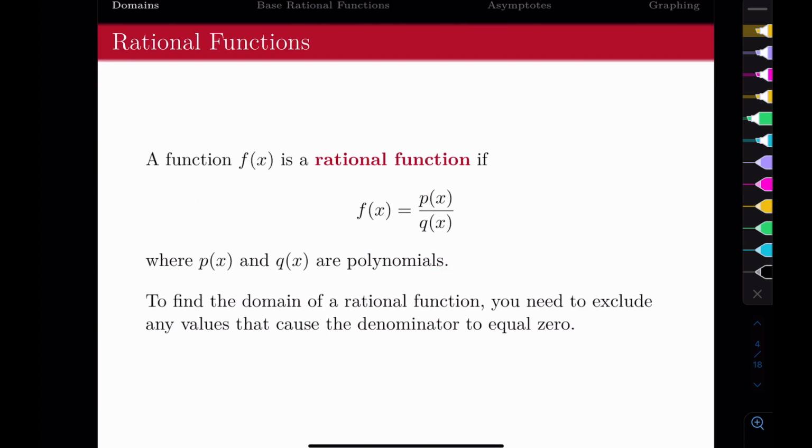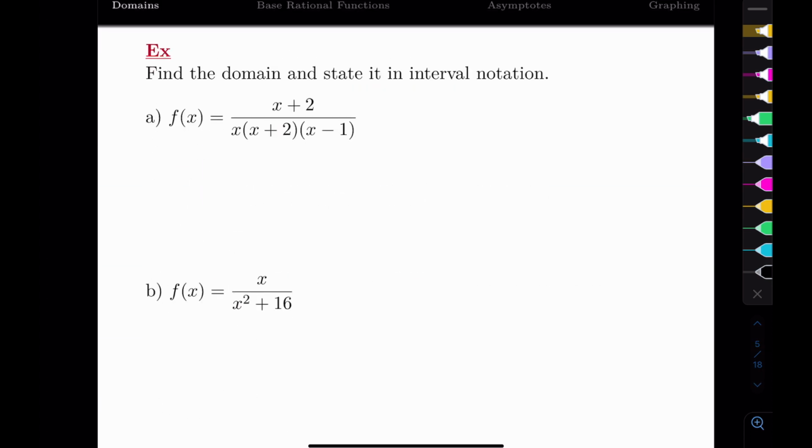So when we talk about rational functions, think back to your rational numbers. It's an integer divided by an integer. So a rational function is really going to be a polynomial divided by a polynomial. When we talk about finding the domains of these, we're now going to have the variable in the denominator. So we have to make sure we exclude values that cause the denominator to equal 0. So let's take a look at some examples of this.